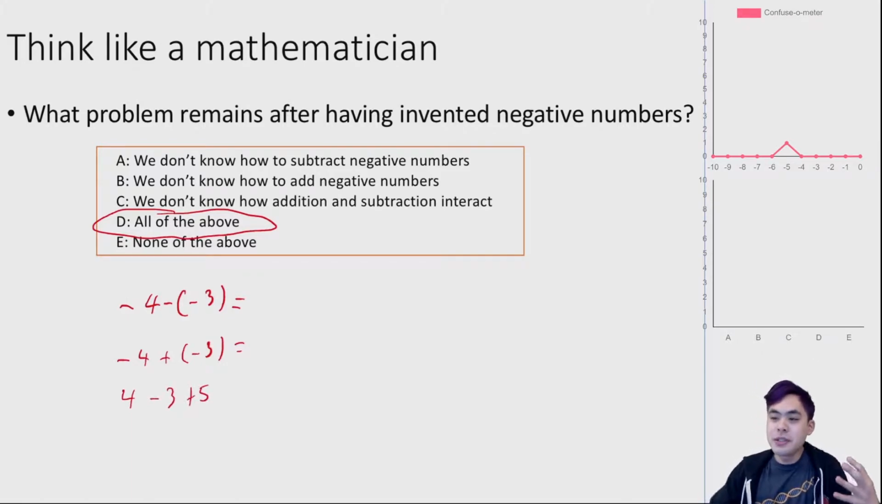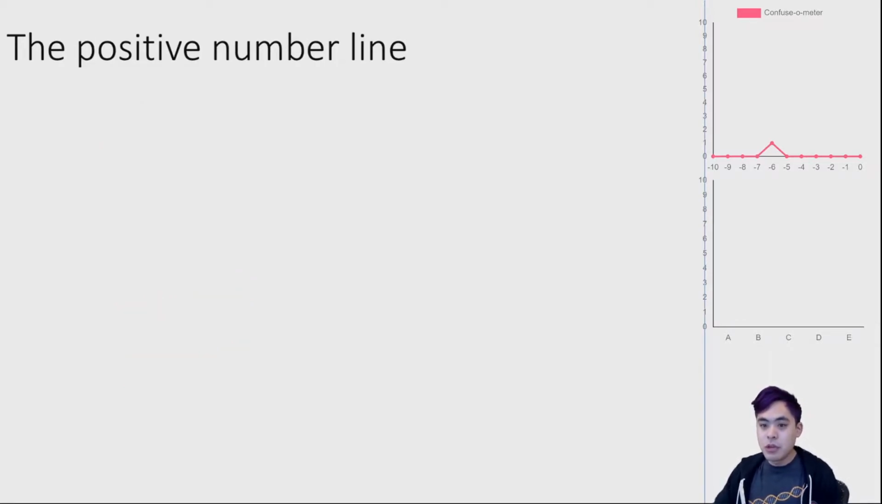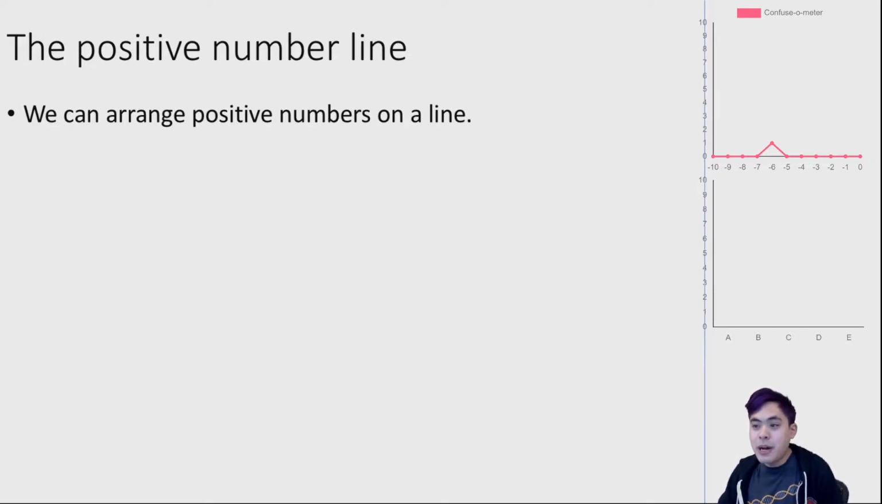And so for this reason, we're going to talk about something called the number line. So notice that we can arrange the positive numbers on a line. It's sort of what we're doing already when we're writing out the numbers one by one, right?